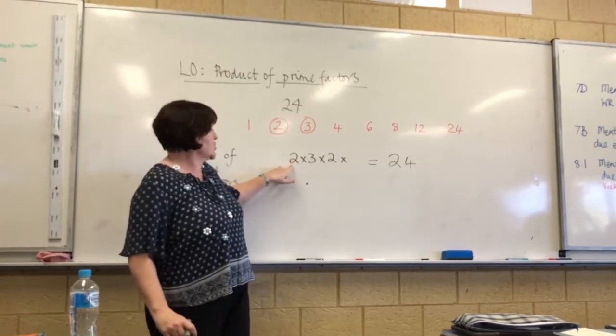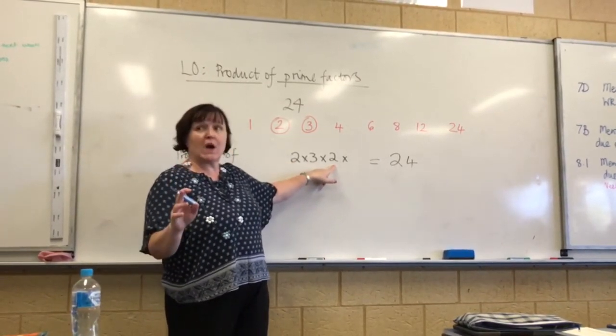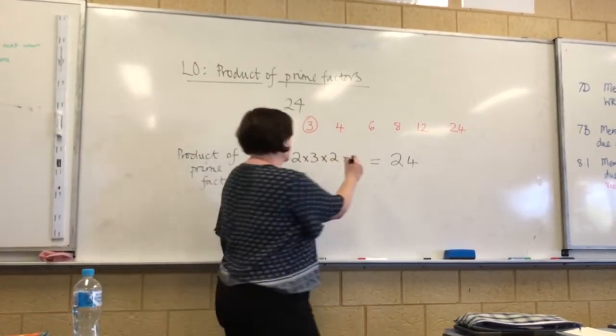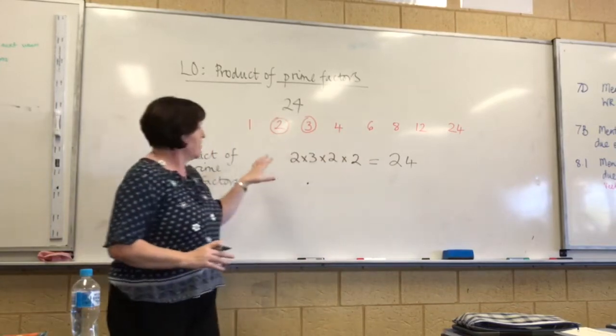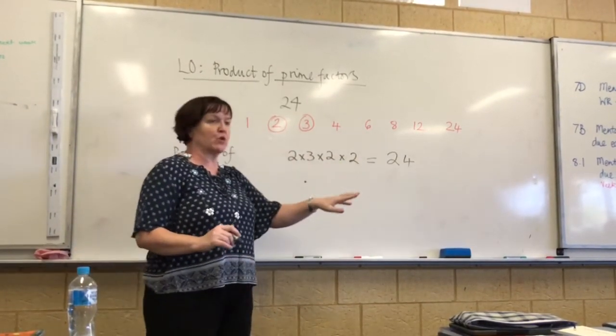Let's go through it again. 2 times 3 is 6. Times 2 is 12. Times what is 24? 2. Well done. Okay, so that is the product of the prime factors of 24.